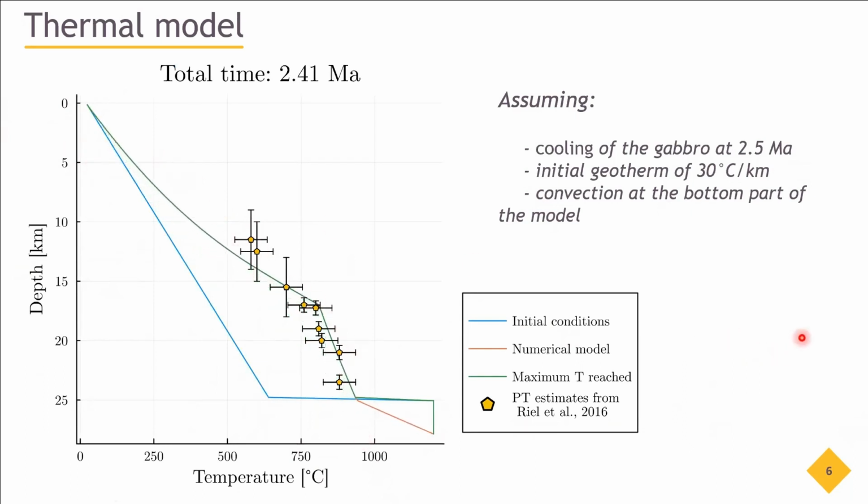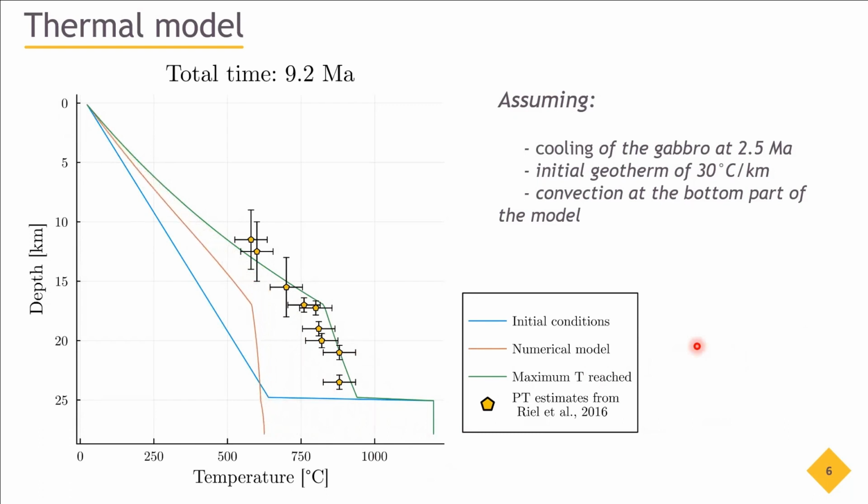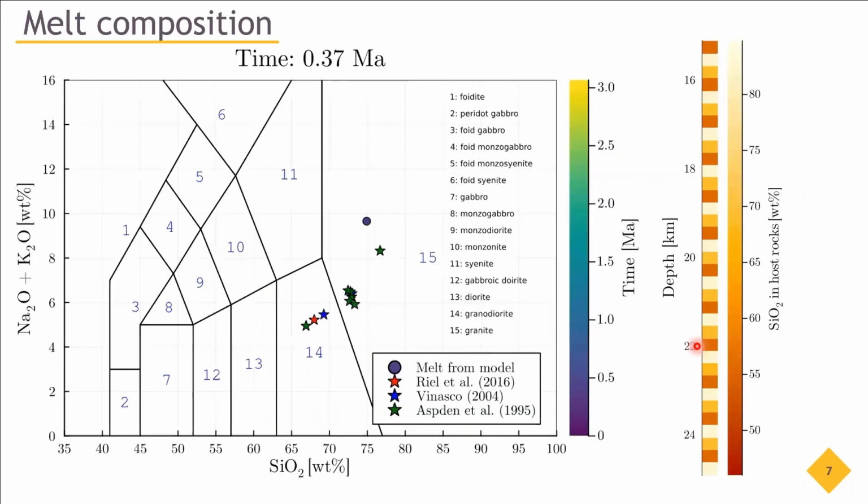So this is here the profile we come up with. So we have the cool down of the gabbro after 2.5 million years, and then the system cools down. So you see that the green line here is the maximum temperature reached by the model, which more or less corresponds to what we can have with the data constraint. So now that we have the pressure and temperature, we can look at the result of the model.